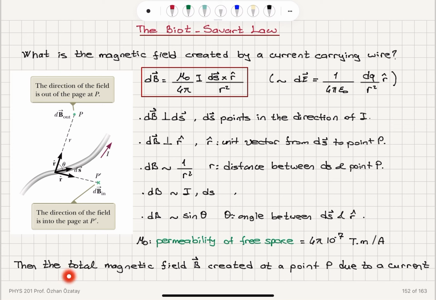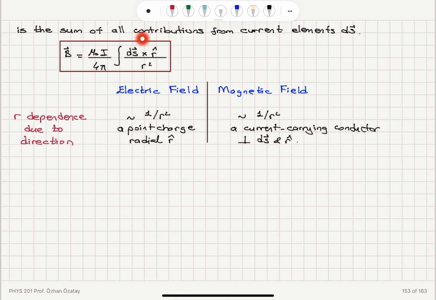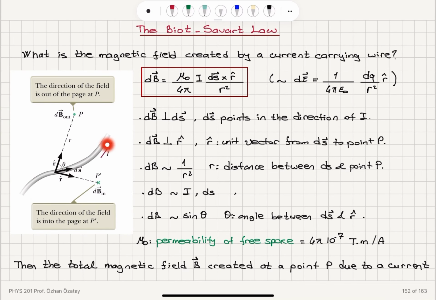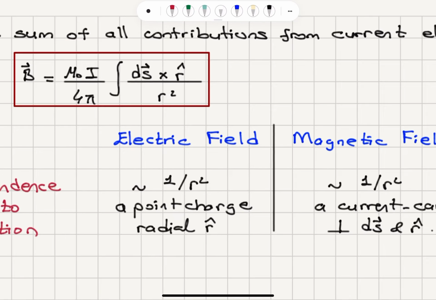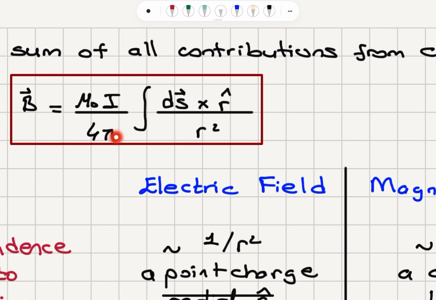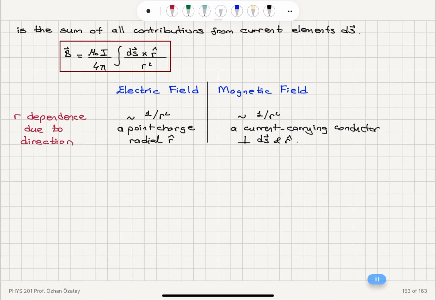Then the total magnetic field B created at a point P due to a current is the sum of all contributions from all current elements, from all such ds's. We add them up, we obtain mu0 I over 4 pi, integral throughout the current carrying conductor, ds cross r hat over r squared. So we sum up the contribution from all current elements.